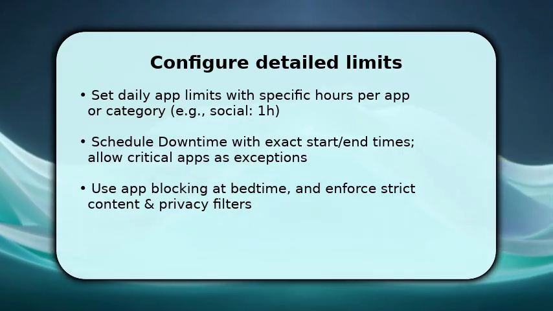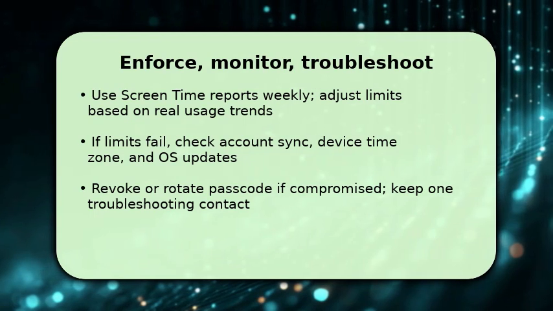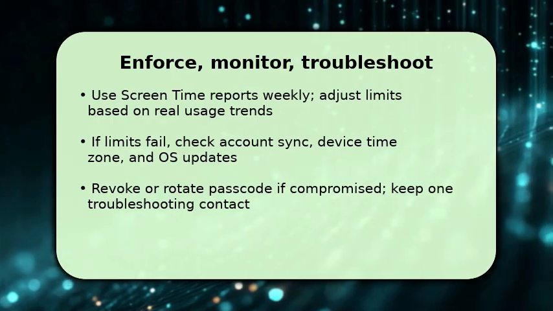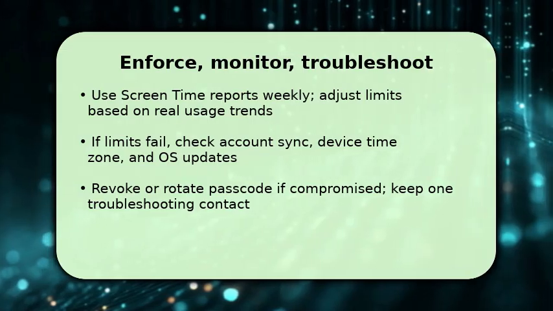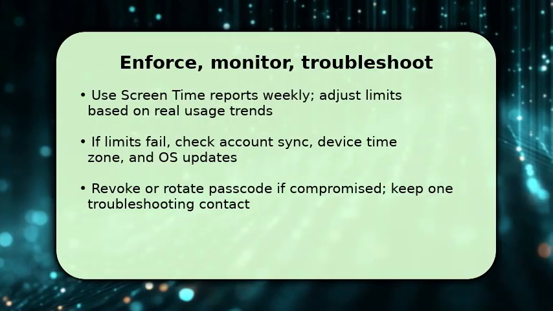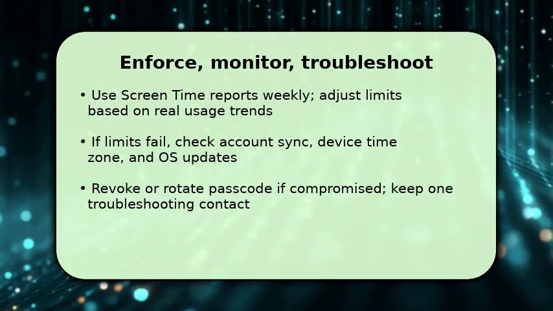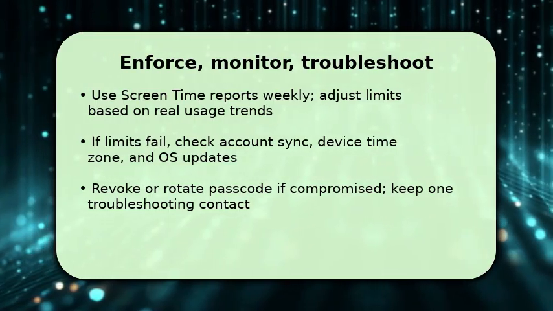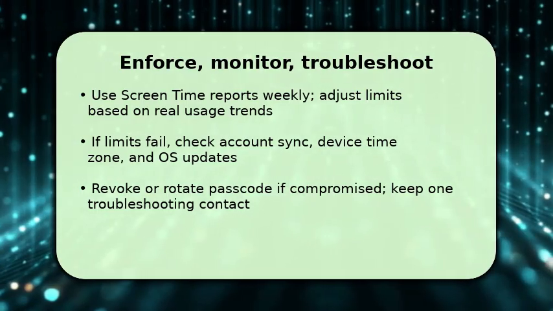You finish by enforcing and monitoring. Check screen time reports weekly and adjust allowances based on real usage patterns so limits stay realistic. Once done, sync settings across devices and enable any family sharing features to enforce across the ecosystem. If something goes wrong, limits not applying, check account sync, device time zone, and pending OS updates. Those are the usual culprits. Make sure to rotate or revoke the managing passcode if compromised, and keep one trusted contact for recovery.